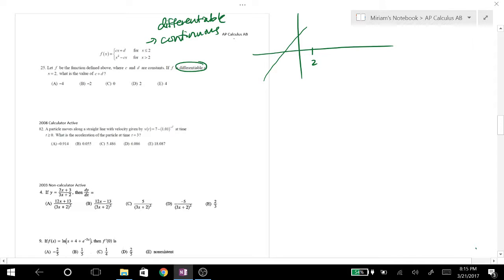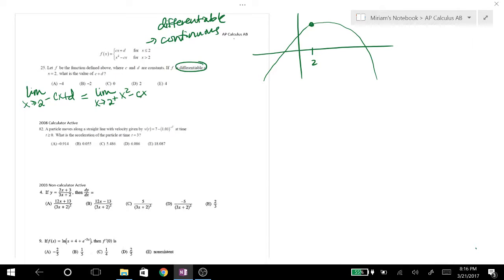So cx plus d probably is a line, and then x squared minus cx is probably a parabola. And if you look at the entire graph, there's no breaks, no problems. So this is just a sketch of what we imagine this piecewise function is. Okay, so the thing is that x equals 2, we're pros at this. We know that the limit as x approaches 2 from the left of cx plus d is equal to the limit as x approaches 2 from the right of x squared minus cx. So we're going to go ahead and plug in 2 into both equations and make them equal to each other.